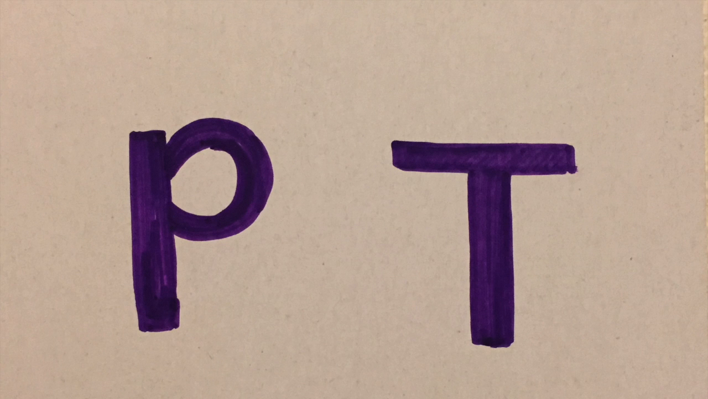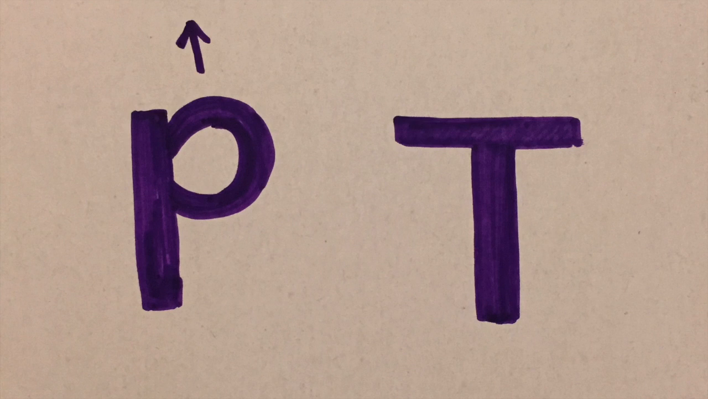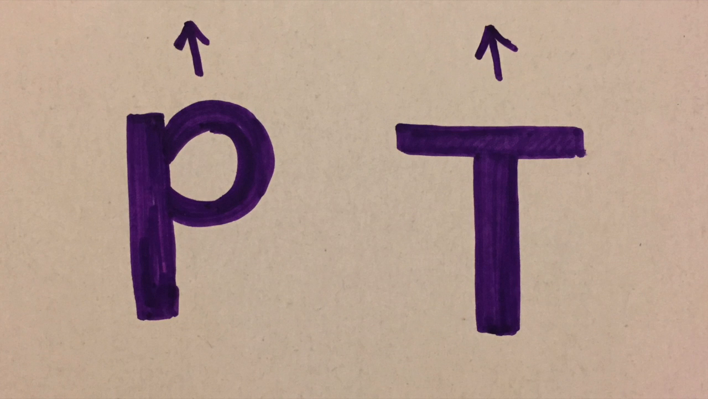As a review, we learned that Gay-Lussac's law of ideal gases states that at constant volume, pressure and temperature are directly proportional. This means that if pressure increases, then temperature will increase as well, and vice versa.